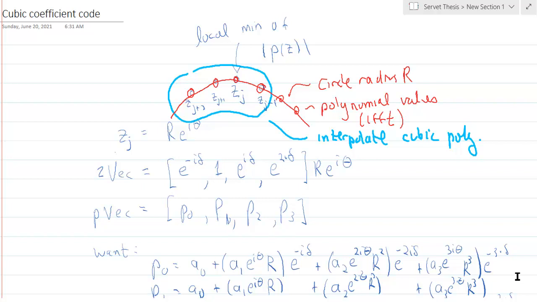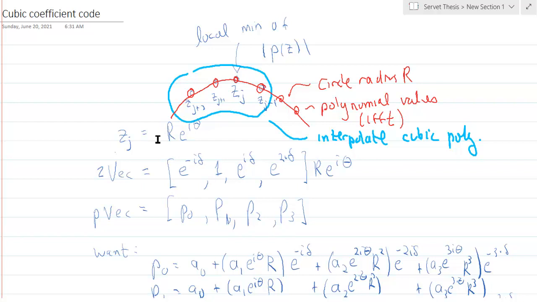Hello, let me try to explain the next phase of the code. Now, in the current code, what we do is we take points along a circle of radius r, and using the IFFT, we find the values of the polynomial at these points. Then we search for local minima of the absolute value of the polynomial. So let us suppose that Zj is a local minimum of these values. You have already written a code to find these local minima.